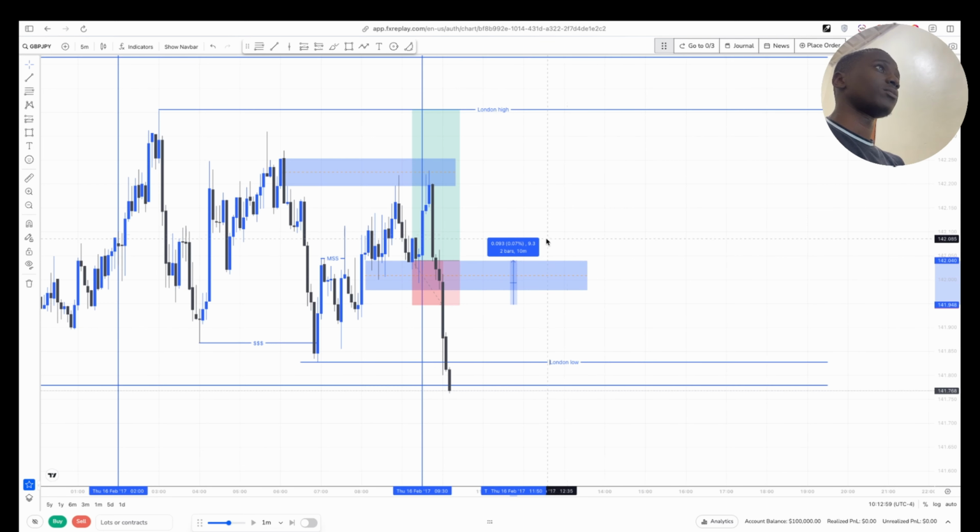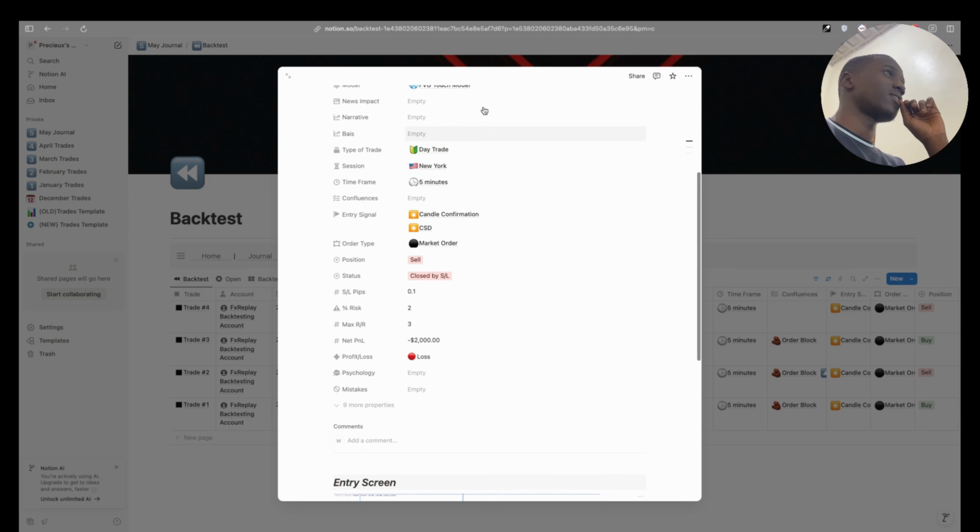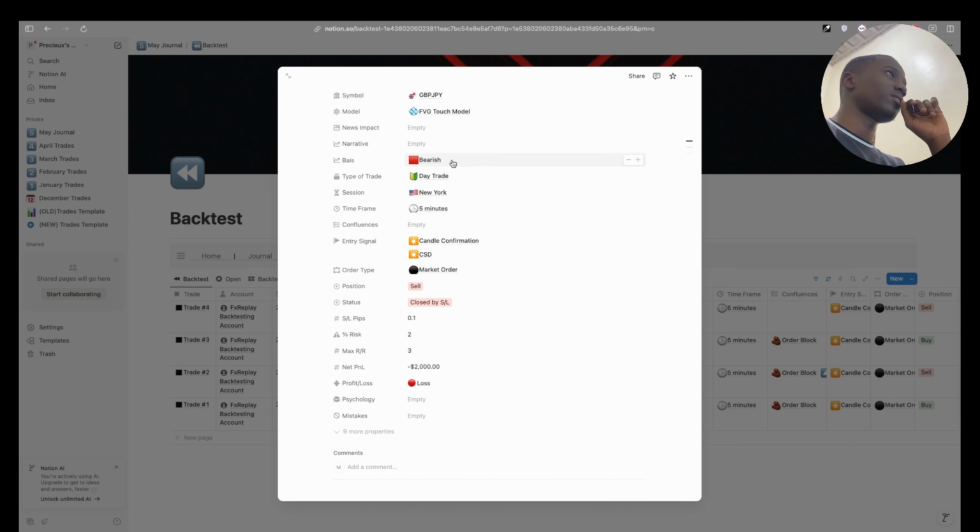JPY. So it was closed by stop loss, it was a sell. Order type, it was a market order. Entry signal, we had a candle confirmation and the change in state of delivery. In the confluences, we actually had none. It was on the 5-minute time frame. New York session. Wait, was it New York? Yeah, it was New York. Type of trade, it was a day trade. And our bias was bearish, even though the narrative was bullish. Yeah, so we actually traded against the bias.